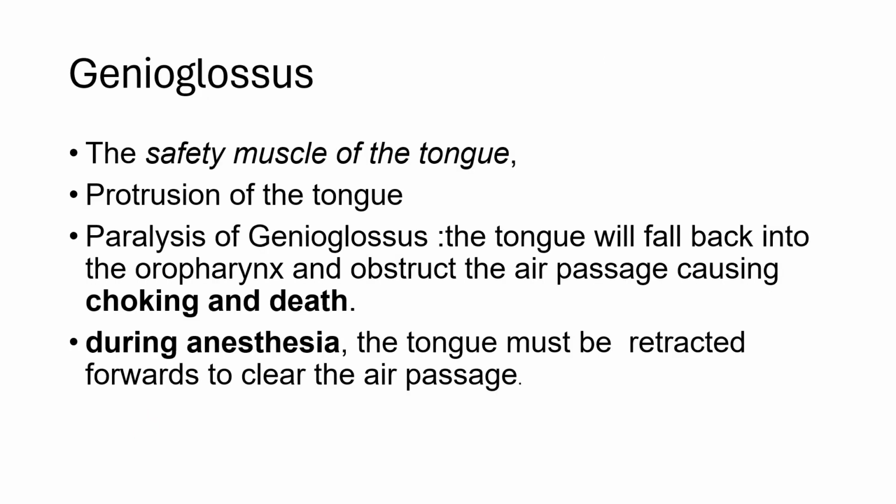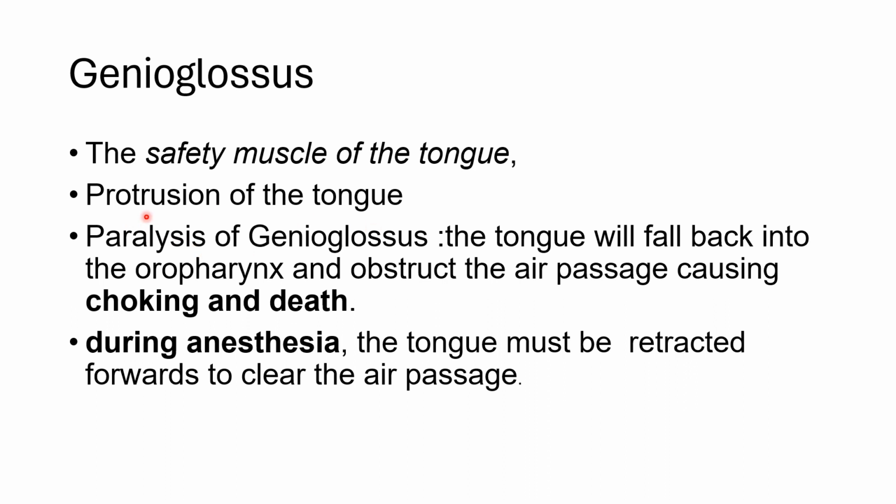The genioglossus is a safety muscle of the tongue, and as we have seen, it helps in the protrusion of the tongue. So what happens if there is the paralysis of genioglossus? The tongue cannot be protruded, right? So why will there be the paralysis of genioglossus? That we will see in the lecture on our 12th nerve. But right now, let's understand only the part. If there is paralysis of genioglossus, then what will happen?